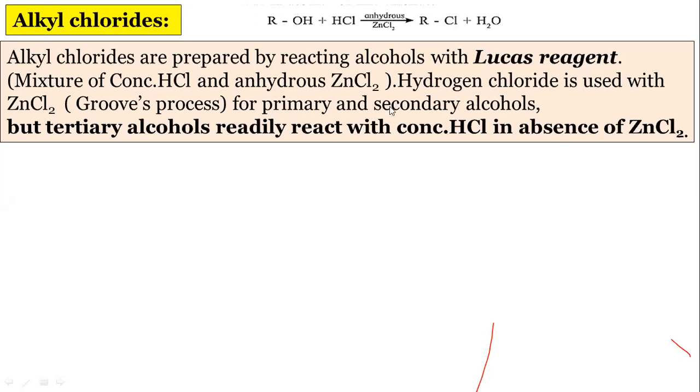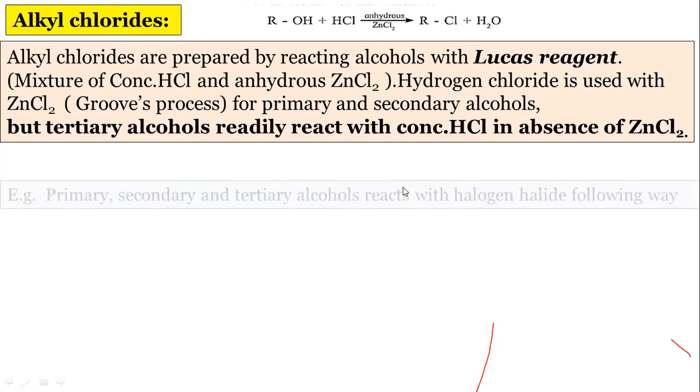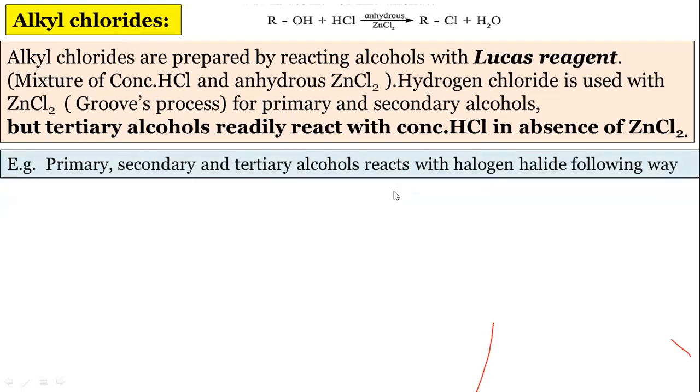And the process is called Groove's process. The reagent is Lucas reagent and the process is called Groove's process. Remember the name. In this, primary, secondary, and tertiary alkyl chlorides can be prepared by using alcohols. Some examples are given here.